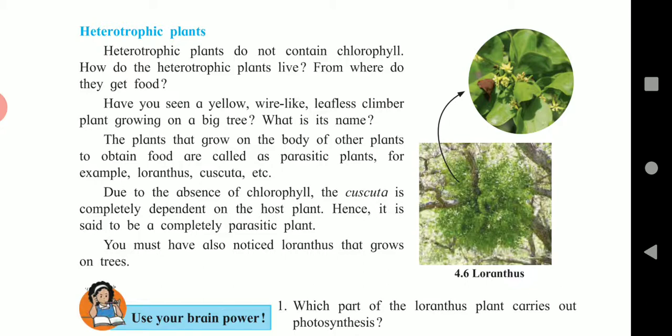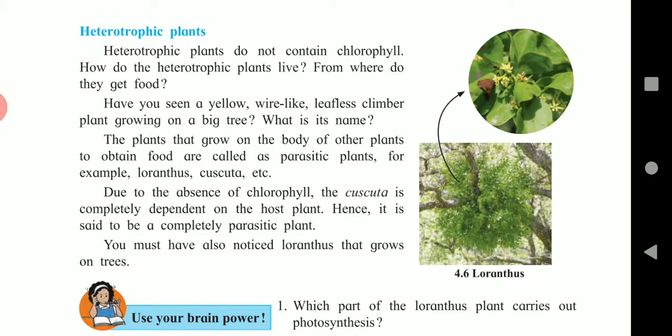Now see the parasitic nutrition. In your surroundings you must have seen that yellow wire-like leafless climber plant growing on other plants. Tell me the name of that plant. Yes, it is Cuscuta. Parasitic plants are again classified into two types. Classification depends on the presence or absence of chlorophyll.